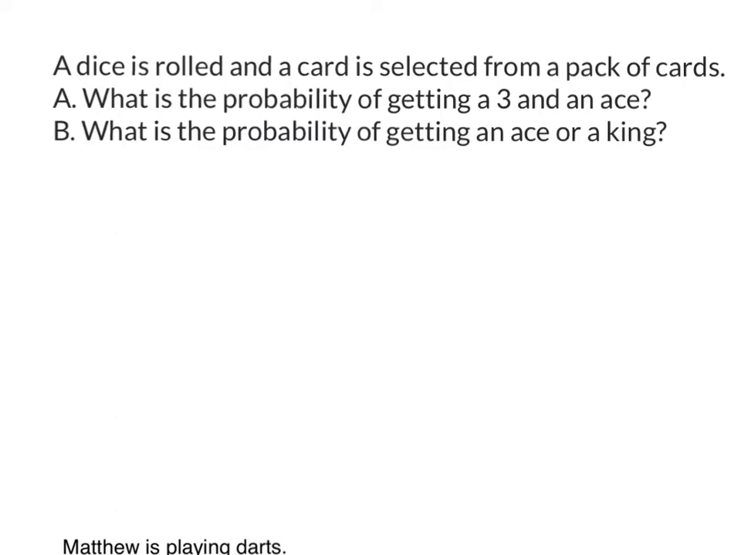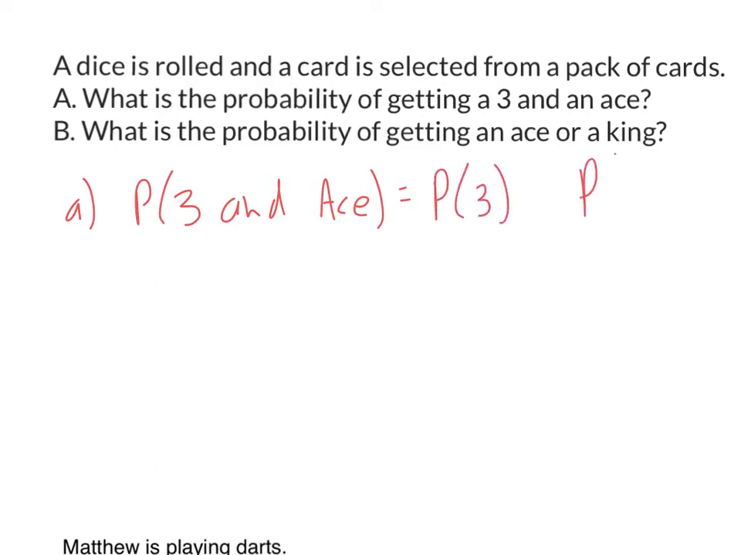A dice is rolled and a card is selected from a pack of cards. A. What is the probability of getting a 3 and an ace? So we're looking for the probability of getting a 3 on the dice and an ace in the pack of cards. They're independent events. What you get on the dice does not affect what you get on the cards. So because they're independent events, you can multiply the probabilities using that rule.